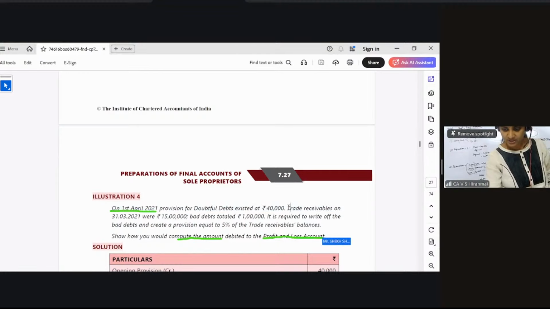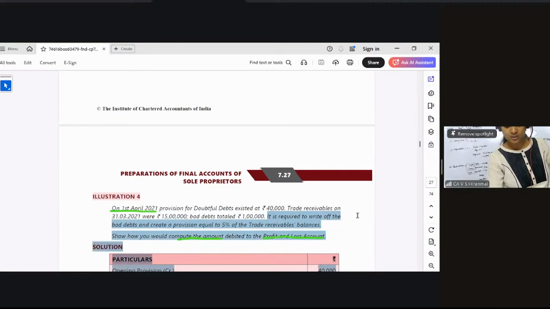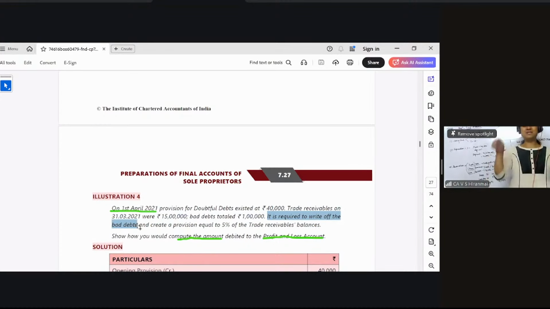Don't do that. Trade receivables on the closing date were 15 lakhs. Now bad debts total to 1 lakh. It is required to write off the bad debts. So madam, in this table it is not given, no madam. So how do you know whether this is an adjustment or whether it is coming inside the trial balance?